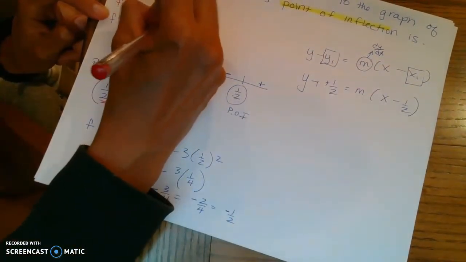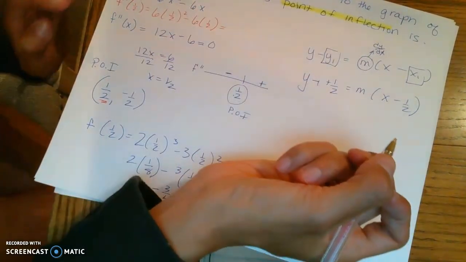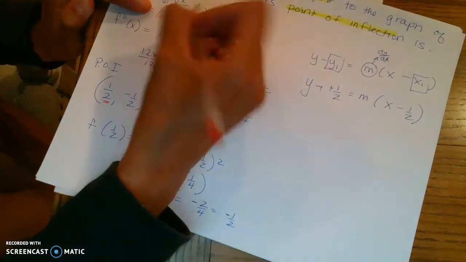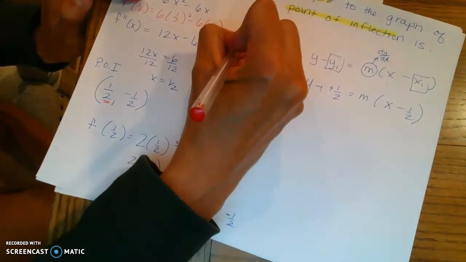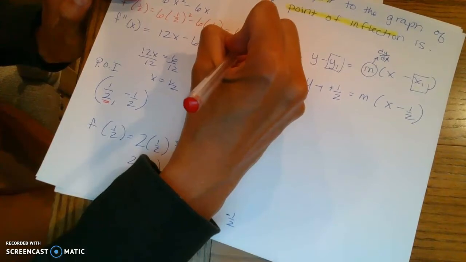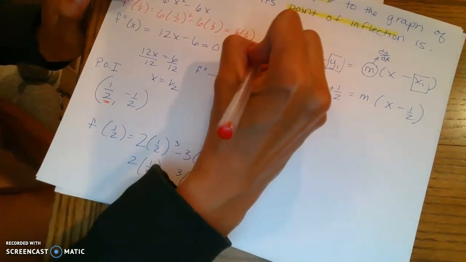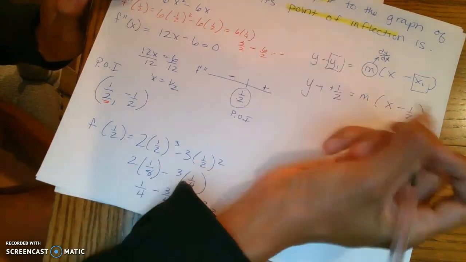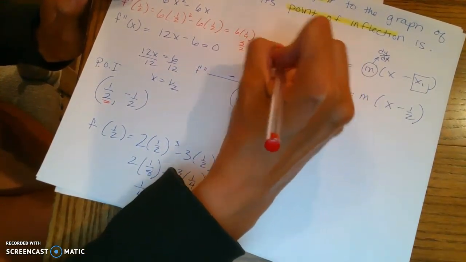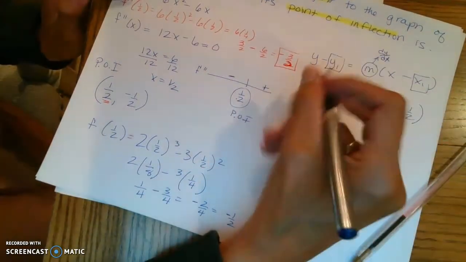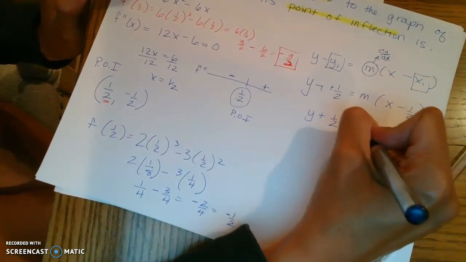So it's going to be 6 times 1/2 squared minus 6 times 1/2. So that's just going to give me 1/2 squared is 1/4. 6 times 1/4 is just going to be 3/2 minus, I'm just going to leave this as 6/2, and I'm going to get a negative 3/2 as my slope. So my final answer is y plus 1/2 is equal to negative 3/2 x minus 1/2.